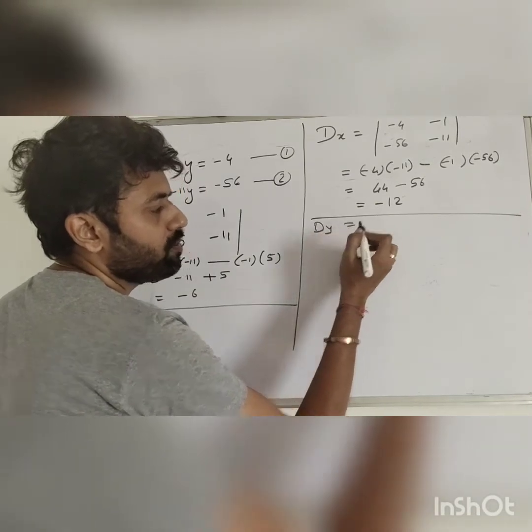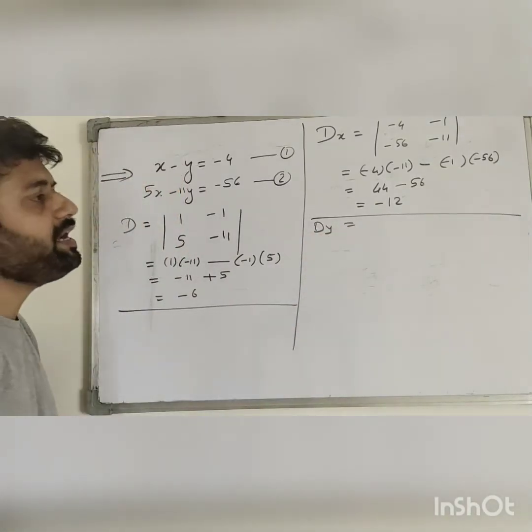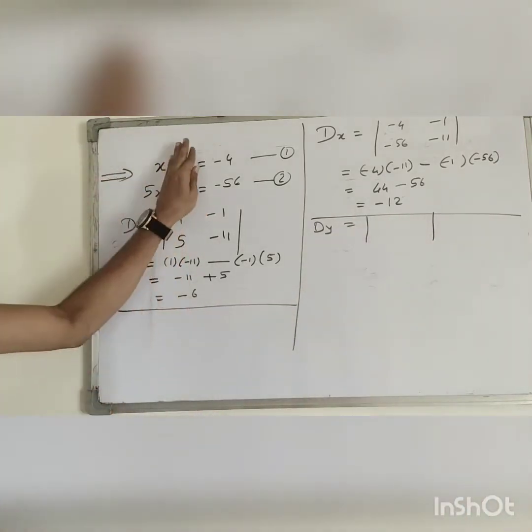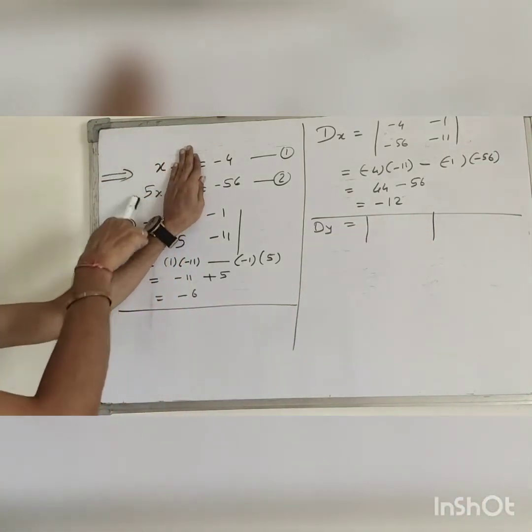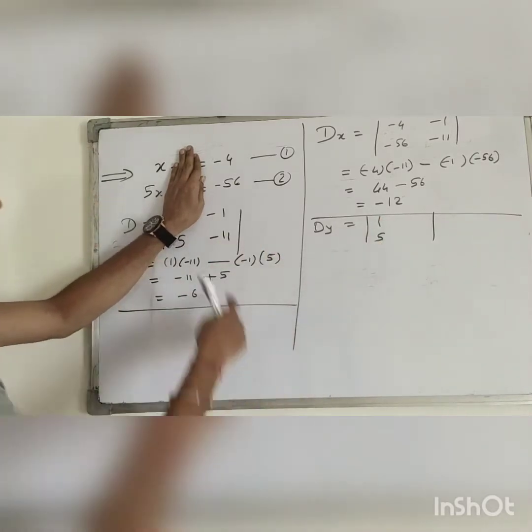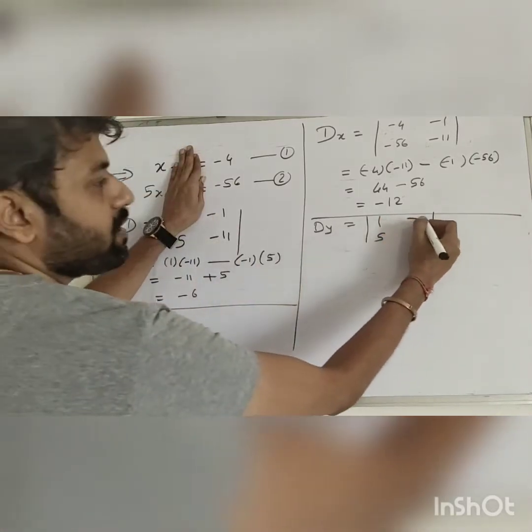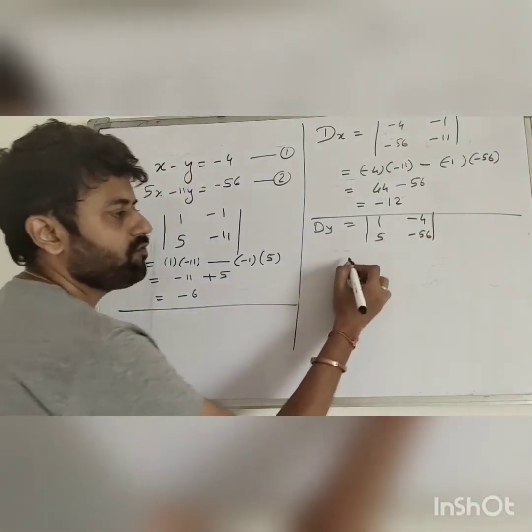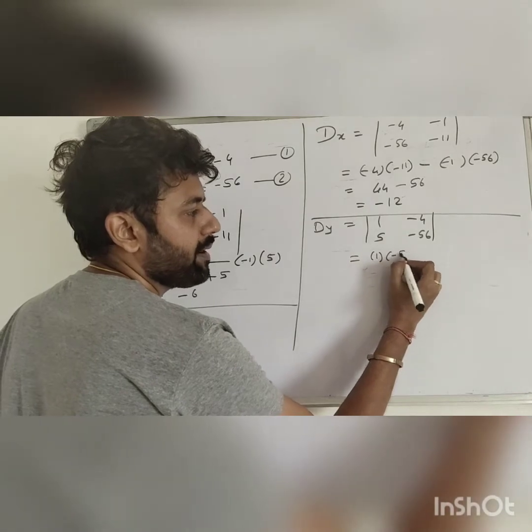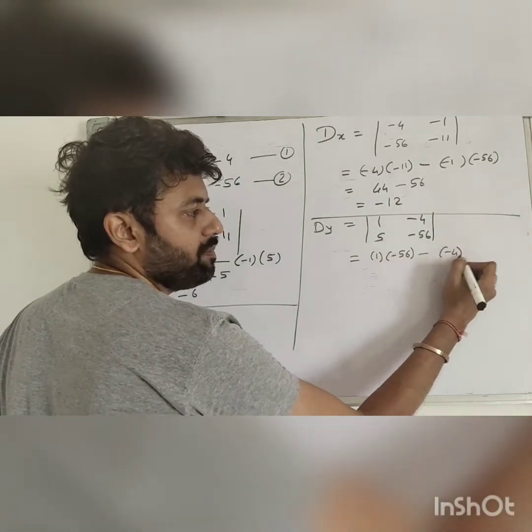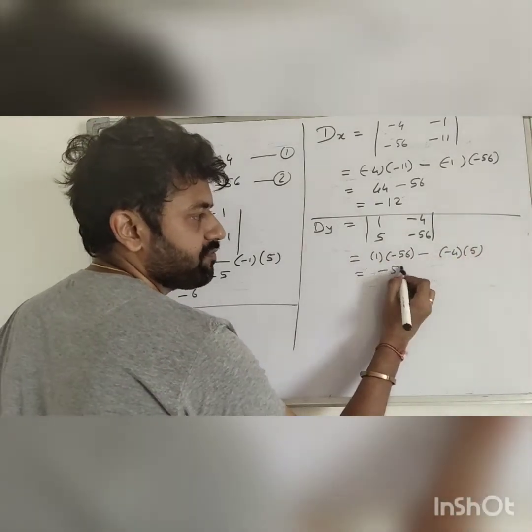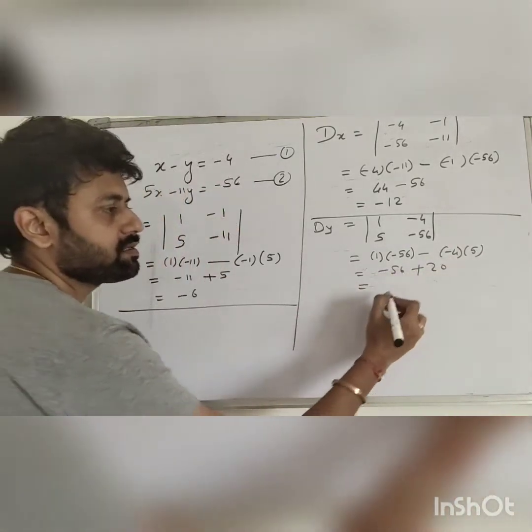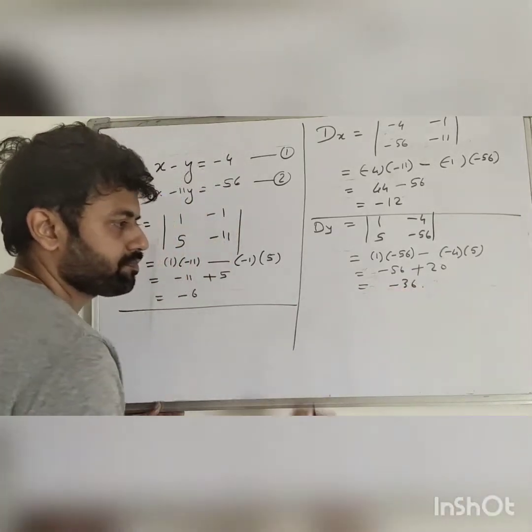Let us find also dy. To form determinant dy, we have to cover the variable y. While doing so, here comes 1 and 5 first, so I write 1 and 5 first. And in place of this y, we write the constants minus 4, minus 56. And now we will find the value of this determinant dy. 1 will be multiplied by minus 56, compulsory minus 4 will be multiplied by 5. We get minus 56 plus 5 4s are 20. Plus minus minus, you will give you minus 36.